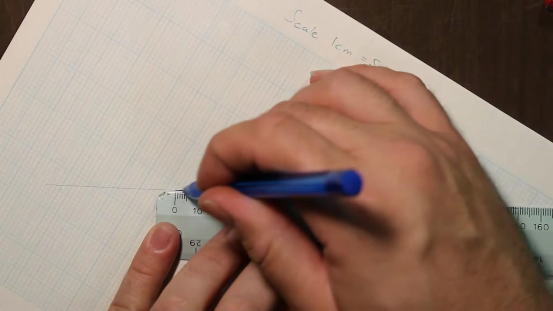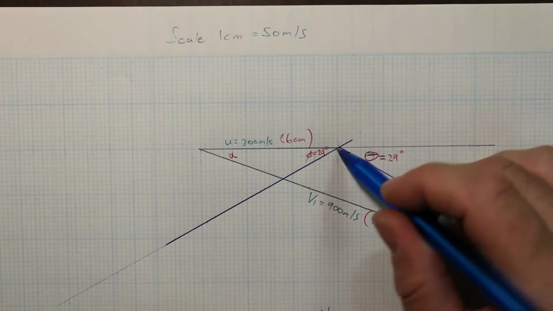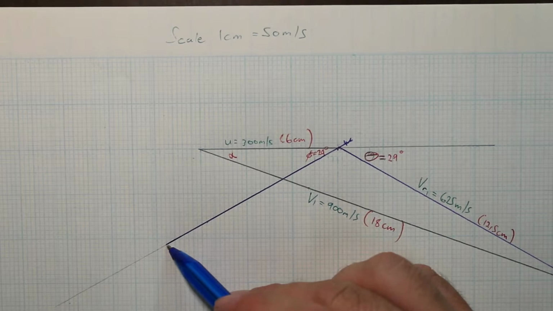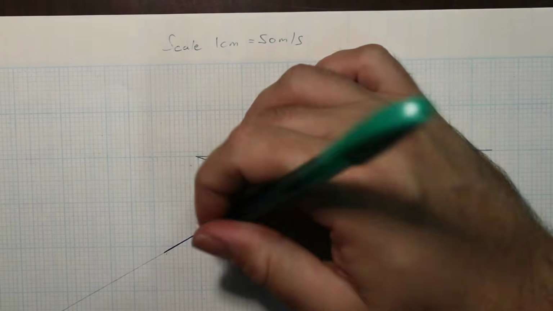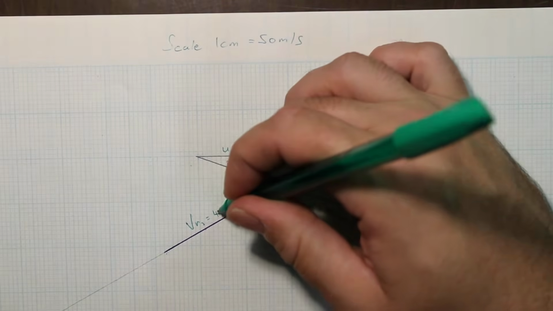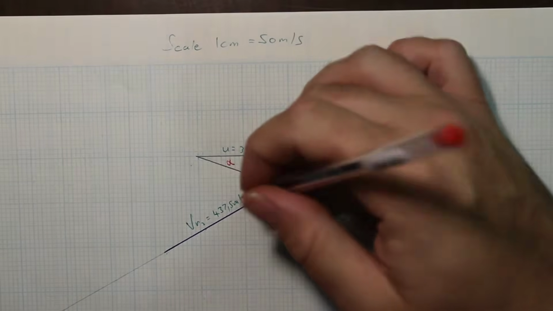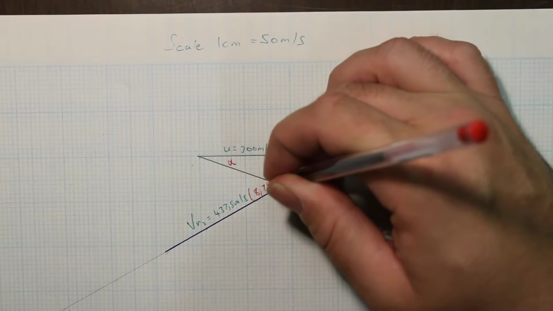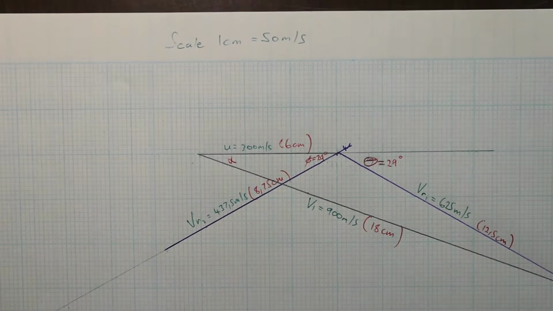Okay, so I draw it up to that point. Oops, I went too far there. Sorry, ignore that. From that point to that point, that is our relative velocity 2. So VR2 equals 437.5 meters per second. And the length of that we calculated to be 8.75 centimeters. Okay, so there we go.